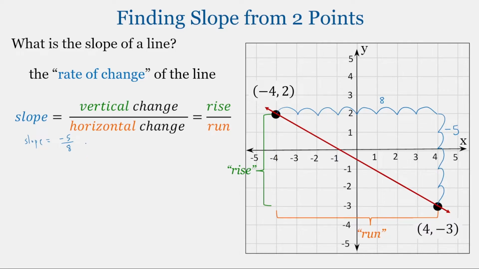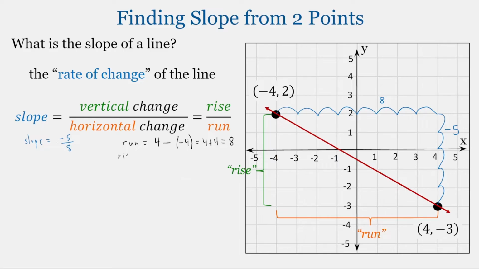Now, can we find the slope without needing to graph the line first? Let's take a look at what we're actually doing when we count this change. When we're calculating this run value, what we're doing is finding the difference between the two x values. So our run is going to be the difference between these two x values. So the first point is 4. So we'll go 4 minus, and then the other point is -4, which is equal to 4 plus 4, which is equal to 8.